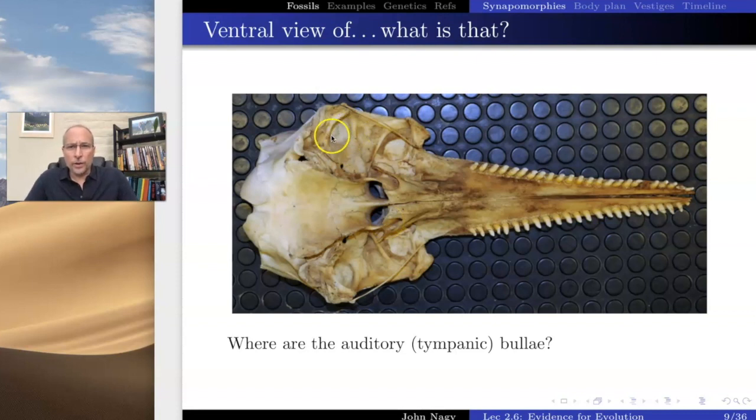One of the things that's weird is this. Right there and right there, the auditory bullae are missing. They're supposed to be there, and they're not there. So where are they, and what the heck is this thing?